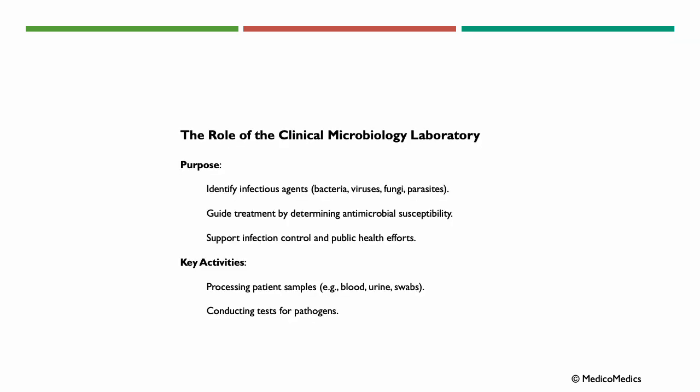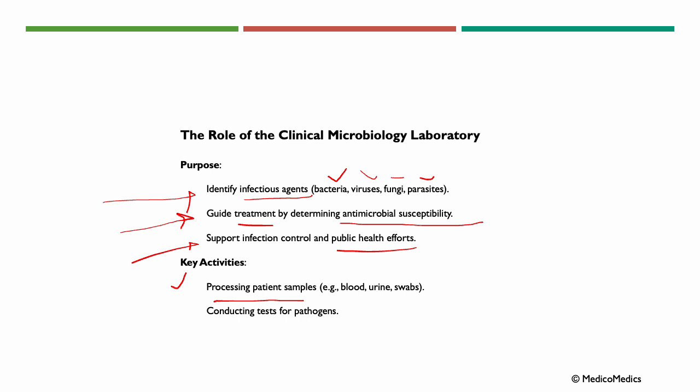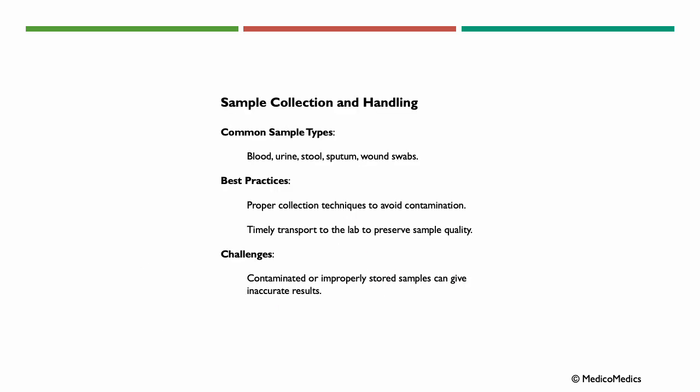Now, what do we do in the lab? The purpose is to identify infectious agents: bacteria, viruses, fungi, parasites. Furthermore, to guide treatment by determining antimicrobial susceptibility, and to support infection control and public health efforts. Key activities: processing patient samples like blood, urine, swabs, and conducting tests for pathogens. So microbiology labs act like detectives, figuring out what germs are causing an infection and helping doctors choose the right medicine to fight those.